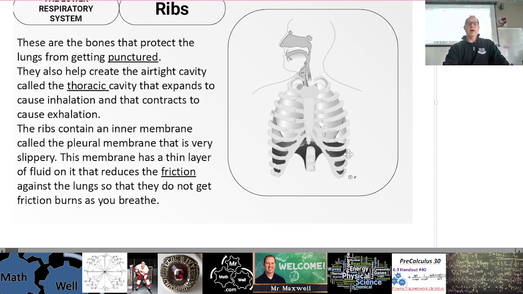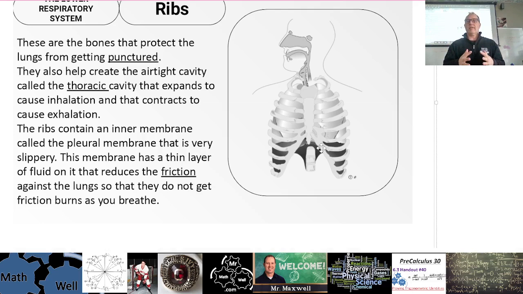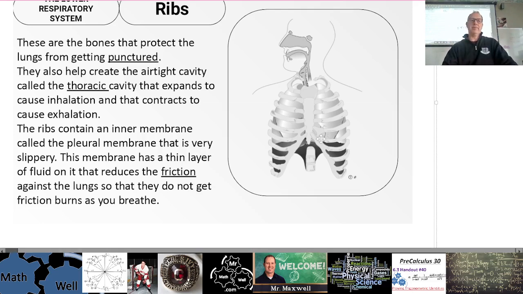Okay, ribs are bones that protect the lungs from getting punctured. It's a major protection for us there. They also help create the airtight cavity called the thoracic cavity that expands to cause inhalation and contracts to cause exhalation. So inside your lungs, when the cavity expands, it pulls air in from the outside, and when the cavity contracts, it pushes air back out.